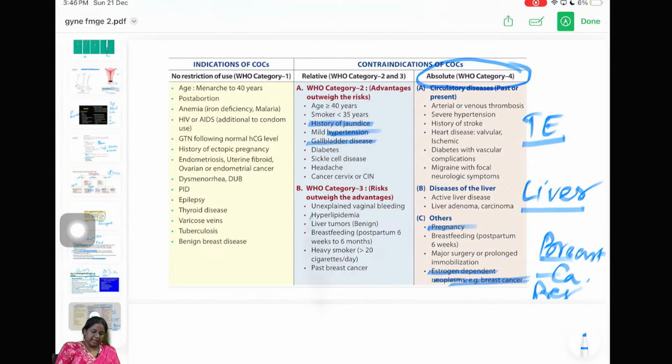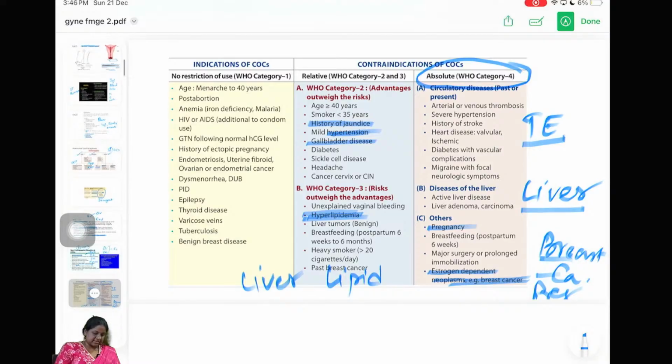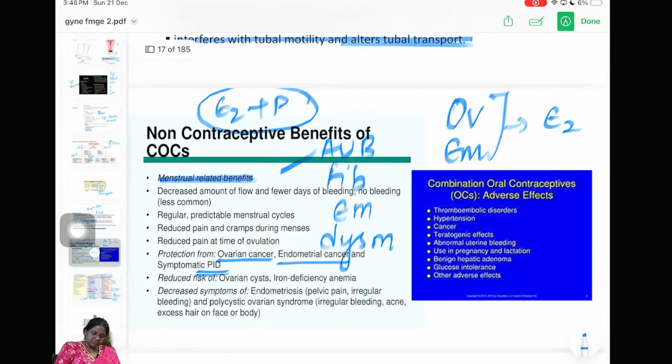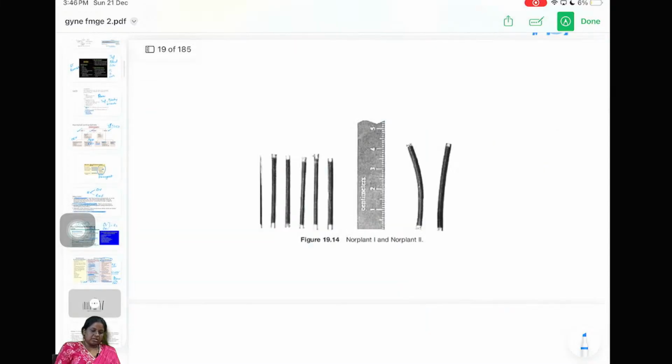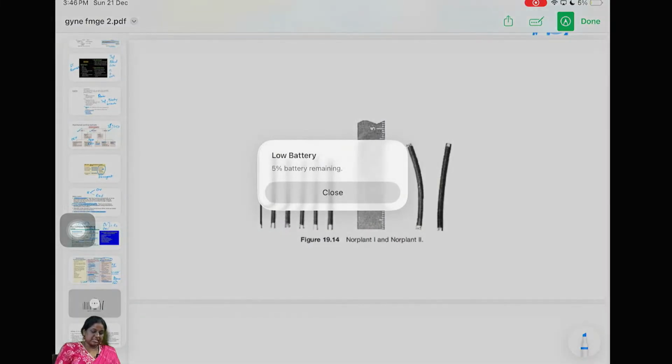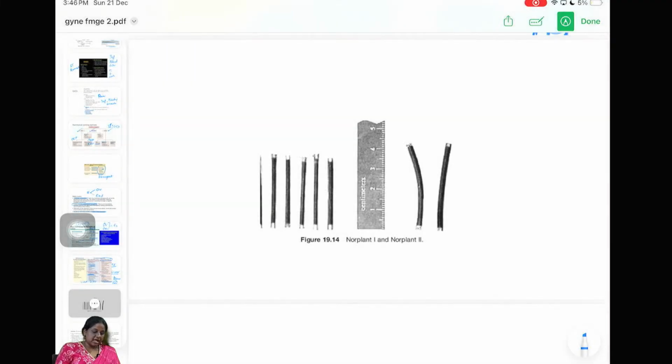And you see here hyperlipidemia. Hyperlipidemia is also there. That is lipid. Okay. All these conditions you should never use OCPs. Yes. Okay. So this is hormonal. That is what we said. We were studying about OCPs.